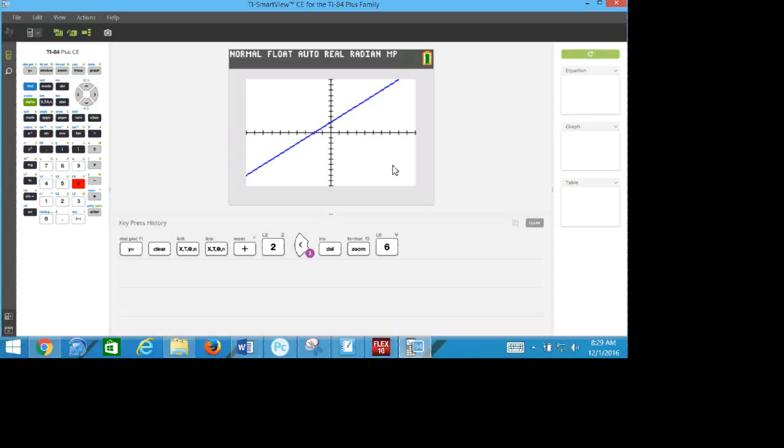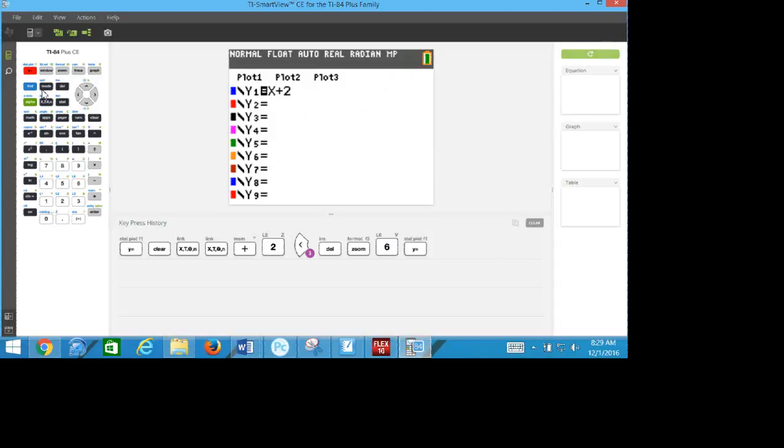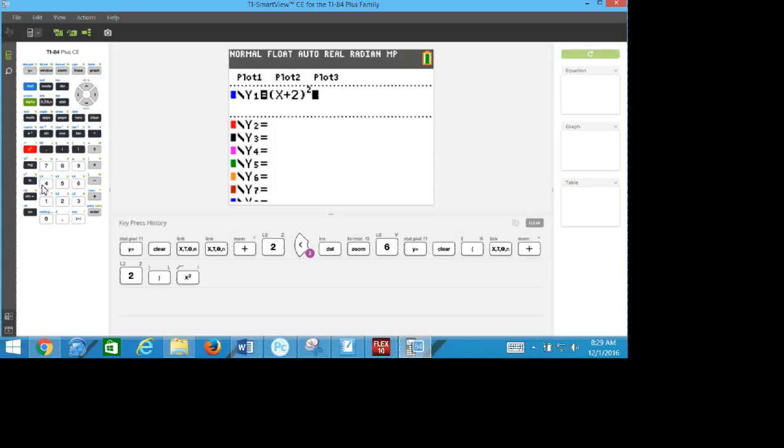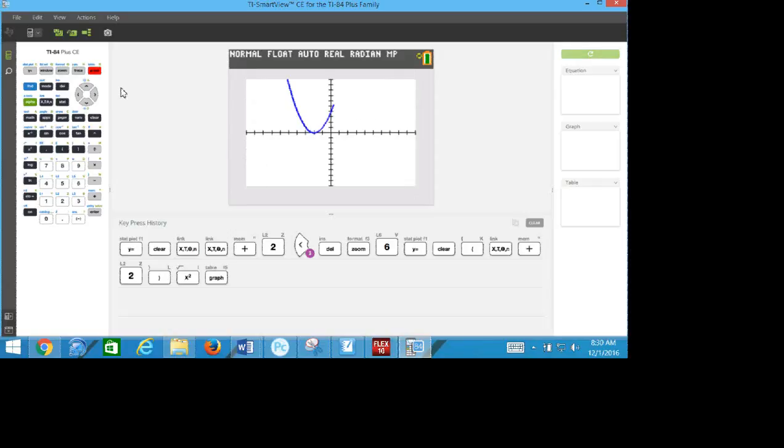So now what I want you to do is go to y equals, and change this so that it is x plus 2 quantity squared. And then hit graph, and let's look at the x-intercept now. The x-intercept is the same, but the graph's not. Now, at the x-intercept, does it just pass through? Right. It comes down, it touches it, and then it goes back up.